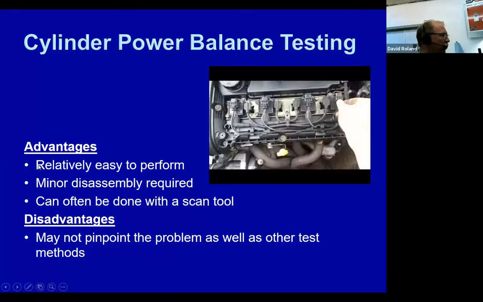The disadvantage of the power balance test is, yep, okay, we know what cylinder now has the problem, but we don't know exactly what the problem is. We know where, but we don't know what. Why is it not running right on that cylinder? There are other tests that will help us figure out what's wrong and what we're going to be fixing.